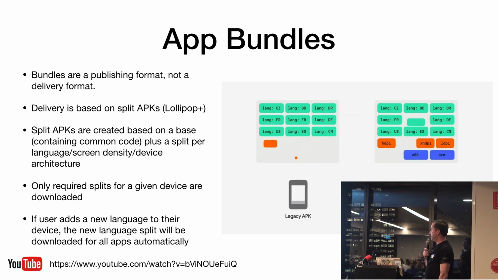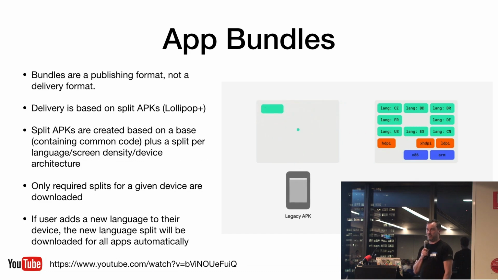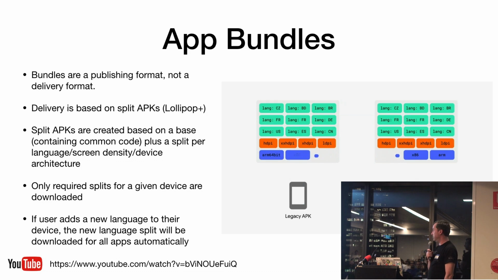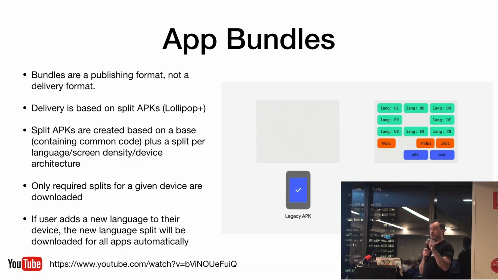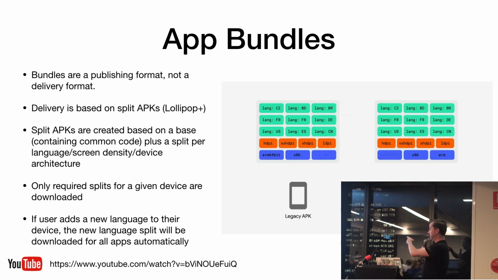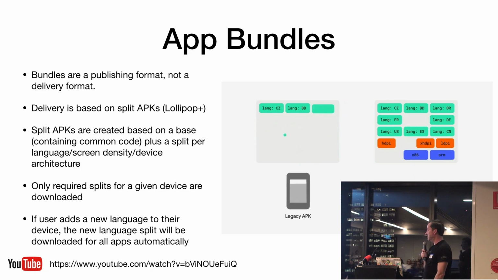The really cool thing about this is, let's say you're an English speaker, so you've got English set up on your phone, but you've learned Portuguese on the weekend because that's the thing you want to do. What will happen is if you install Portuguese as an option on your device, the Play Store will go away and download the Portuguese language pack for any of the apps that you have that are using app bundles. So it'll download in the background all the extra bits and pieces that you might need to support that language, which is kind of cool.